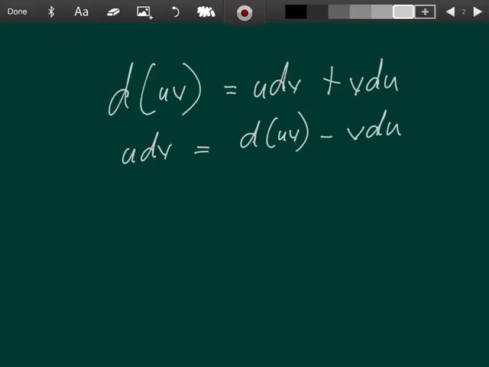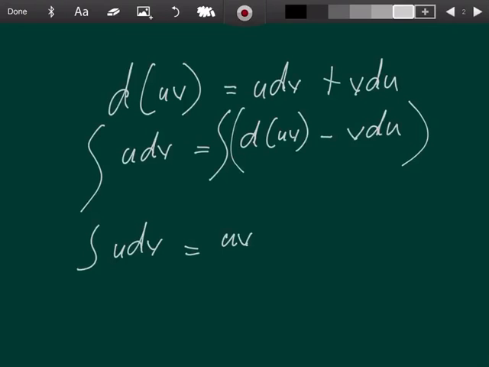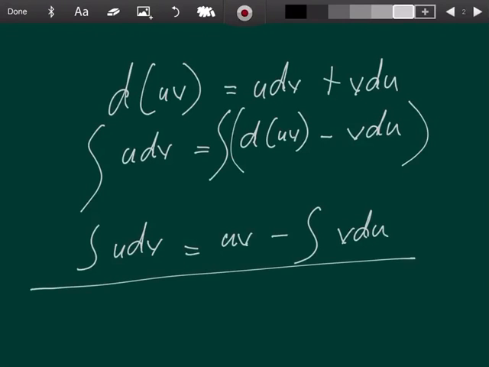So, if we are going to integrate both sides of the equation, it would become the integral of u dv is equal to the integration of d(uv). So, it would become uv, diba? Minus the integral of v du. So, this is the equation that is required for integration by parts.